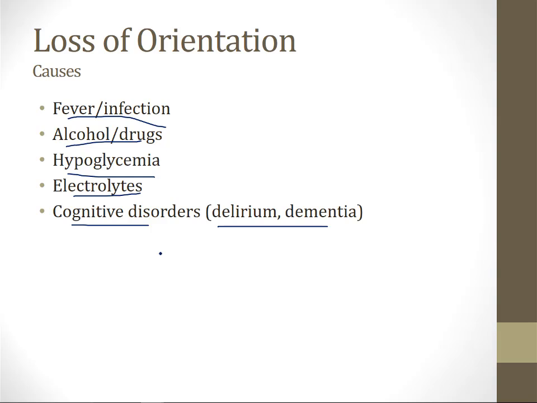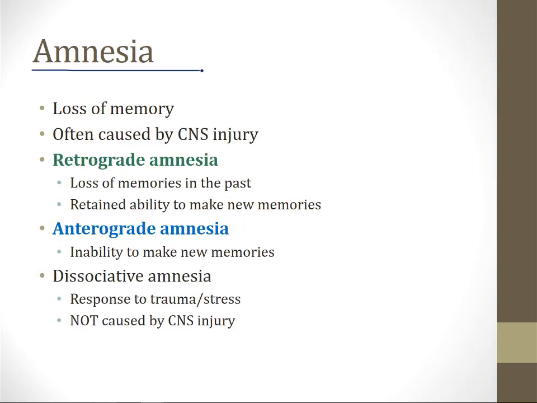Now let's talk about amnesia, which is a loss of memory, and it's usually caused by some type of central nervous system or brain injury. For example, patients who suffer a major concussion can potentially develop amnesia. There are two types of amnesia, retrograde and anterograde. In retrograde amnesia, patients lose memories from the distant past. For example, someone with retrograde amnesia might forget where they grew up or how they spent their childhood. But going forward after the CNS injury, a patient with isolated retrograde amnesia can still make new memories.